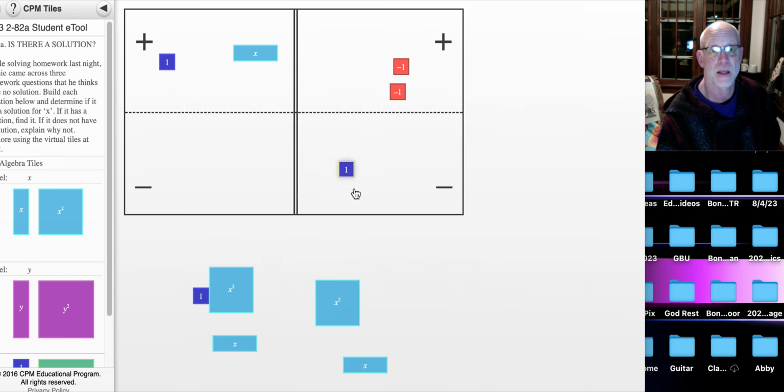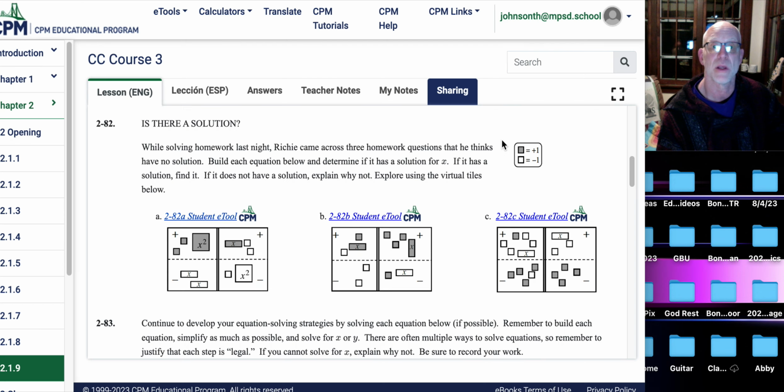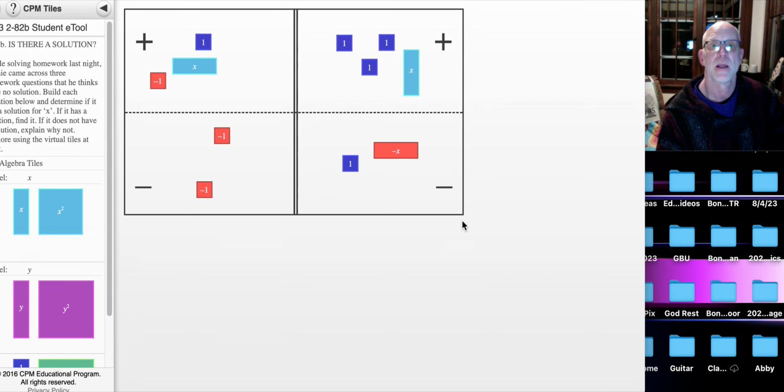They had x plus 1 equals negative 2. And they know that when we're solving for x, we want the x on one side and we want the units on the other. So they pulled this over here and they said x equals negative 3. Beautiful. Next one looks like this.